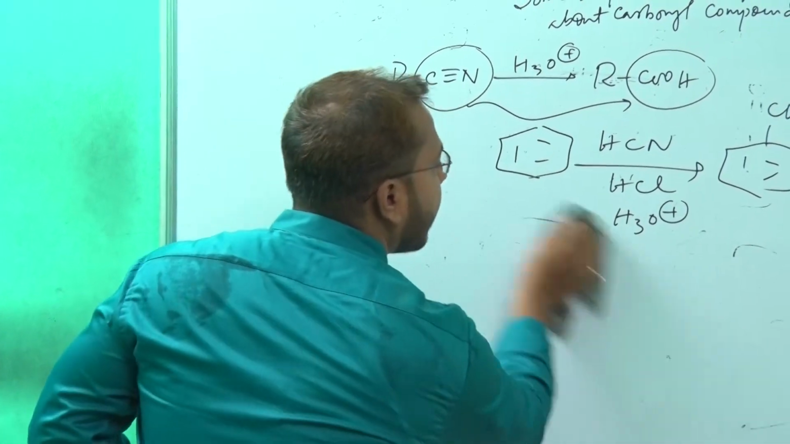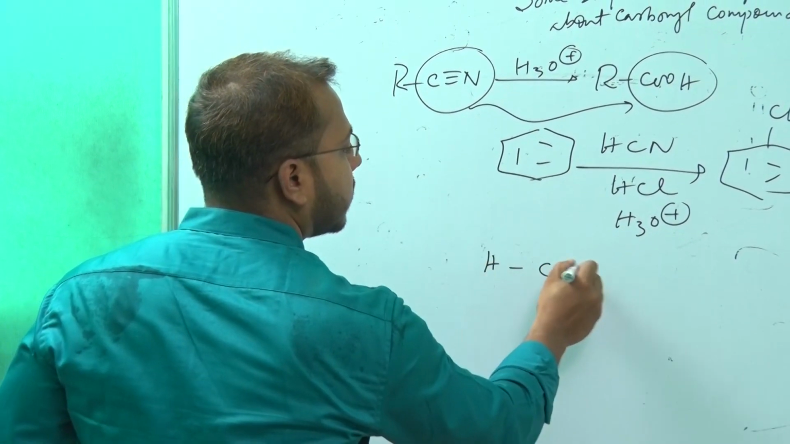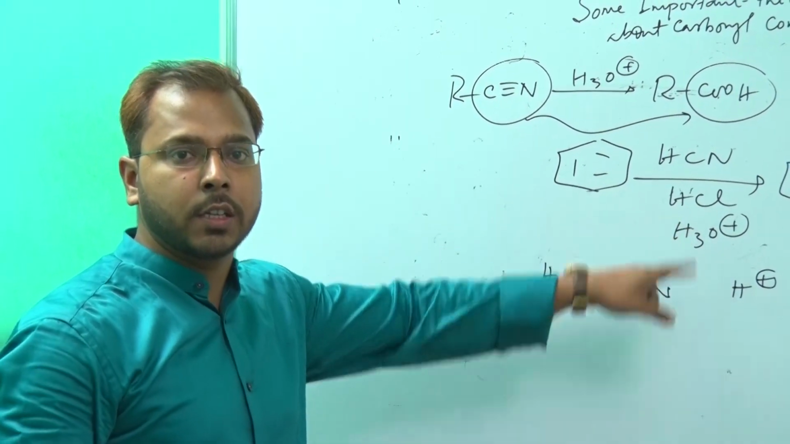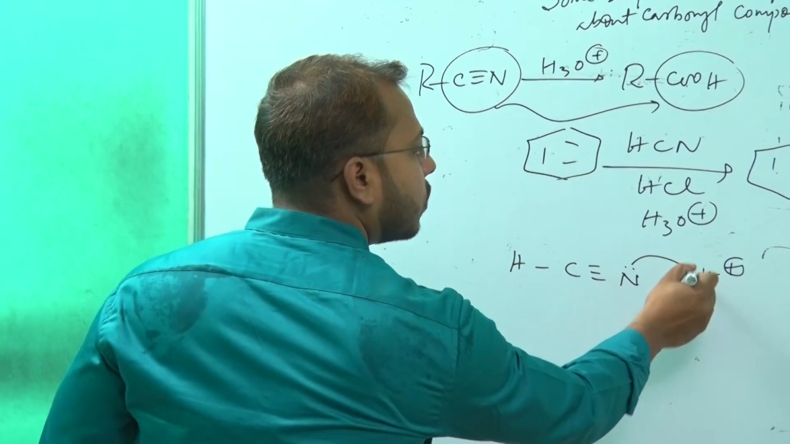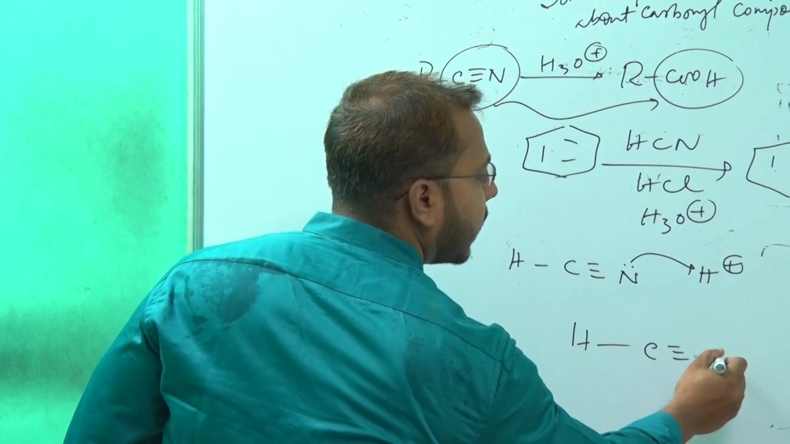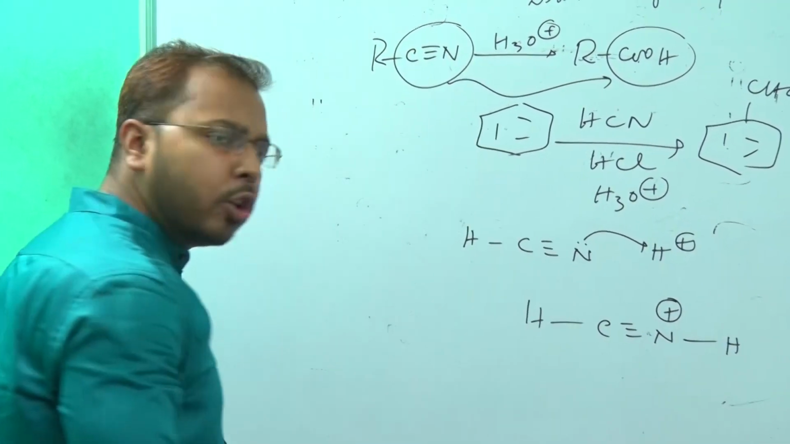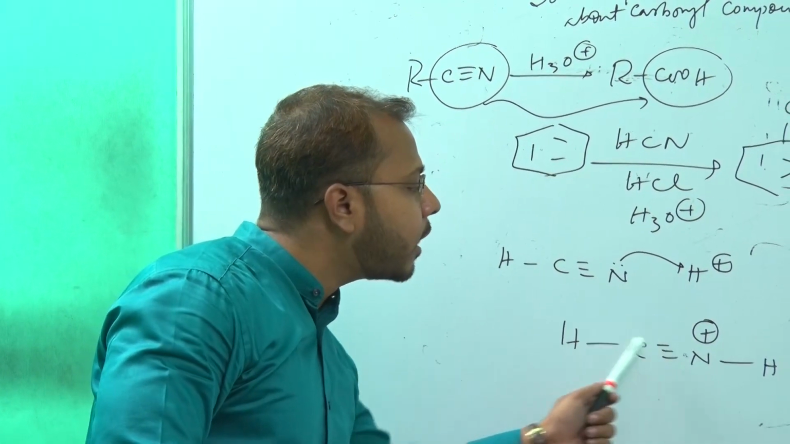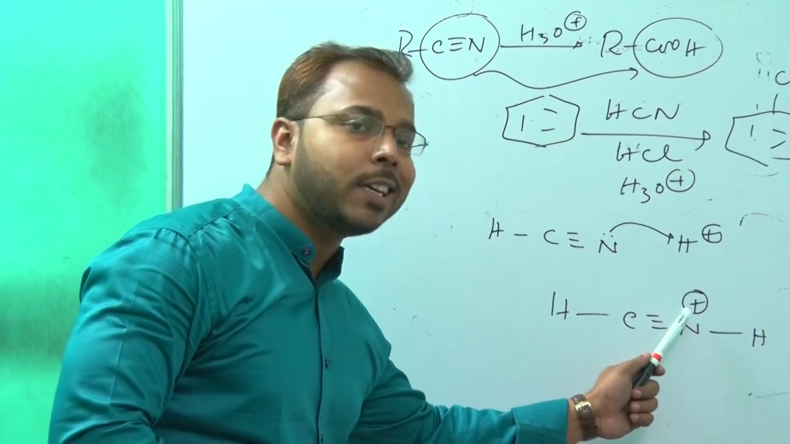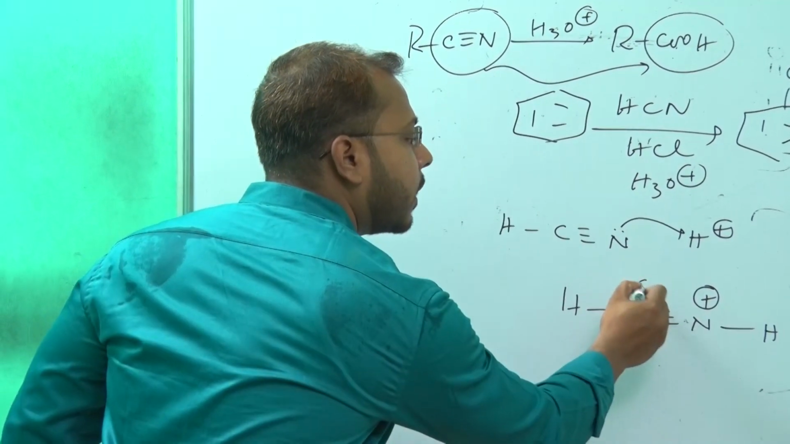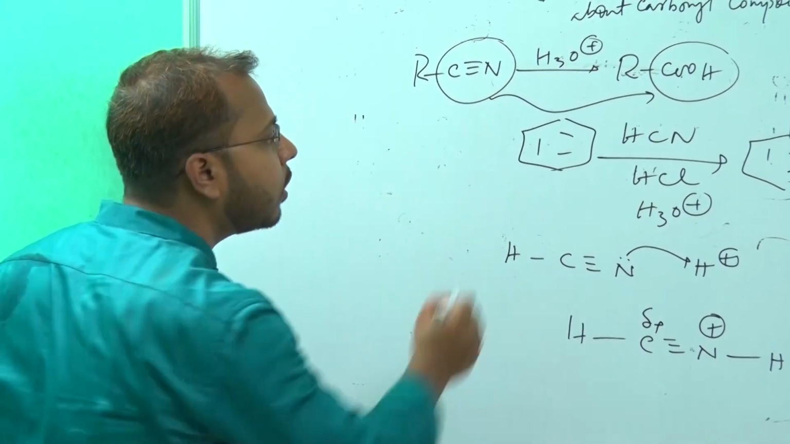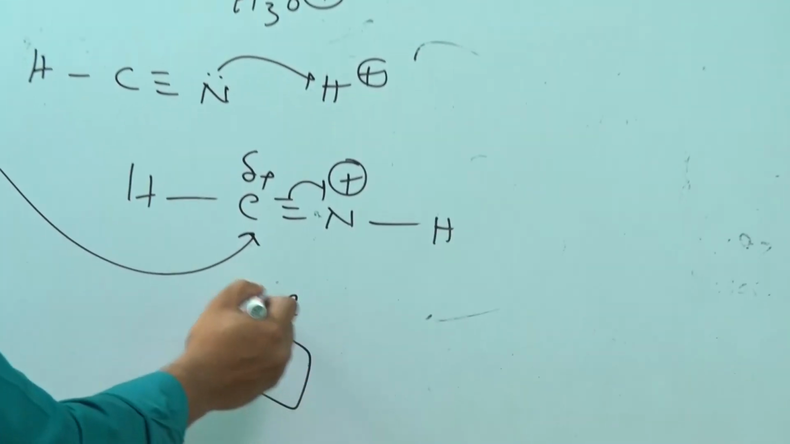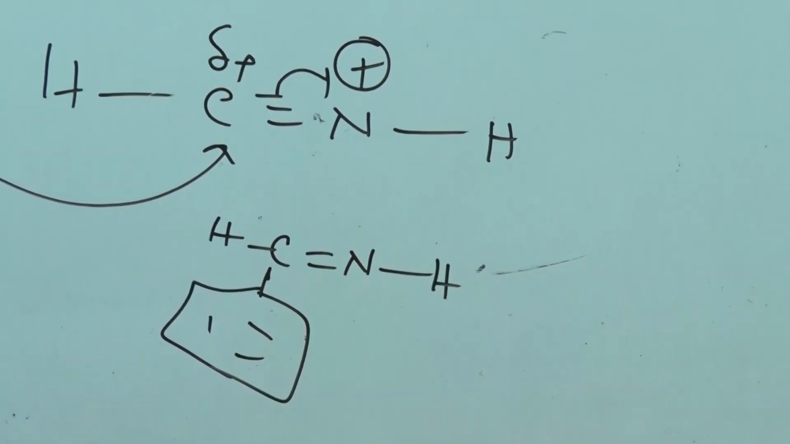That is, HCN and HCl. We have the structure like this, and we have H plus ions from HCl, as HCl is a very strong acid. So this lone pair can be donated here. And we know that between nitrogen and carbon, the more electronegative is obviously nitrogen. So the bonded electrons are more attracted towards nitrogen as it has a positive charge. So a partial positive charge is developed on the carbon. Now the benzene ring is there, so the compound becomes like this.